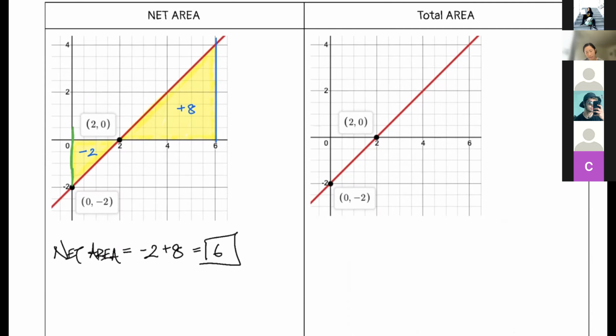Does that part make sense? We are just starting from the green line, we go all the way to the blue line, and then we get -2 plus 8. Okay.